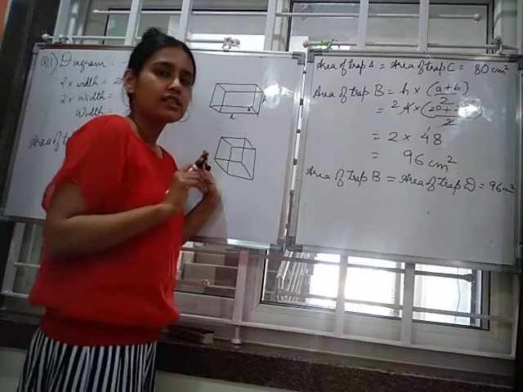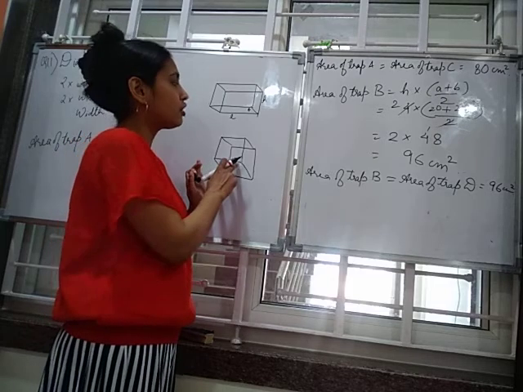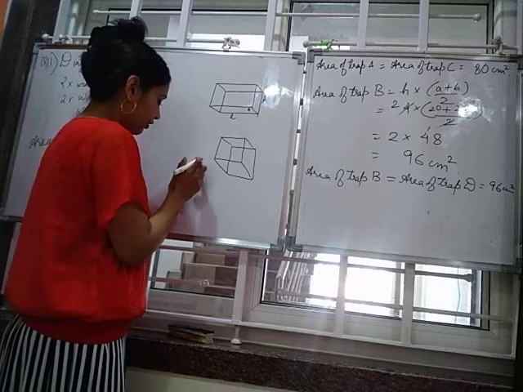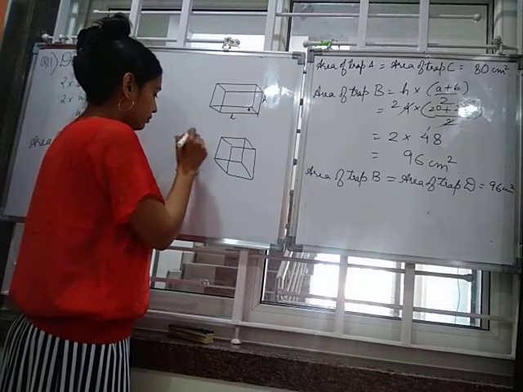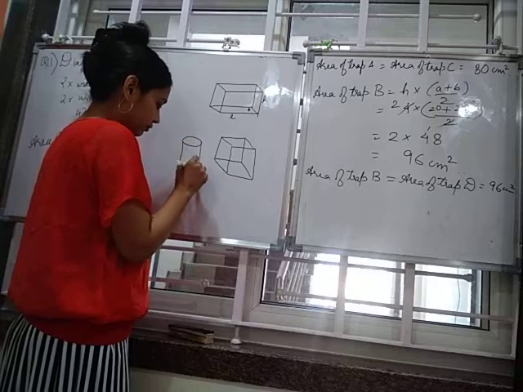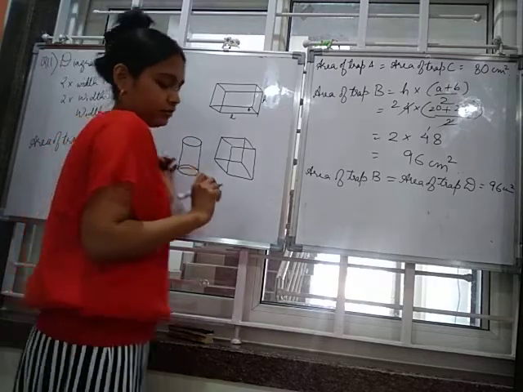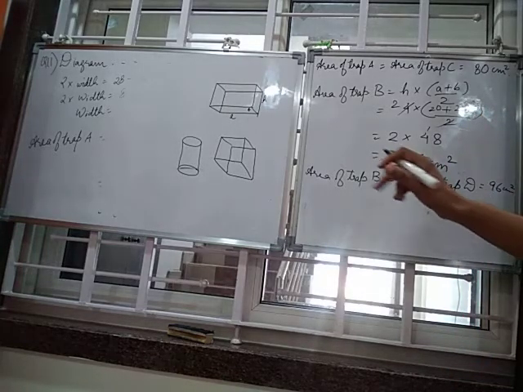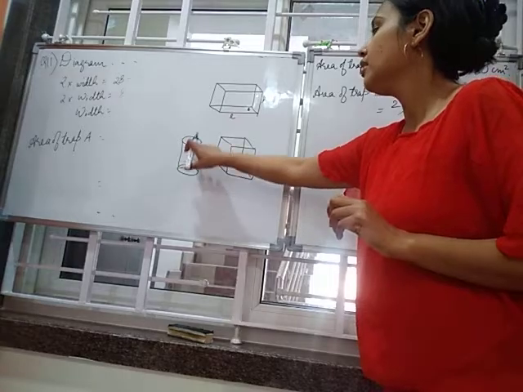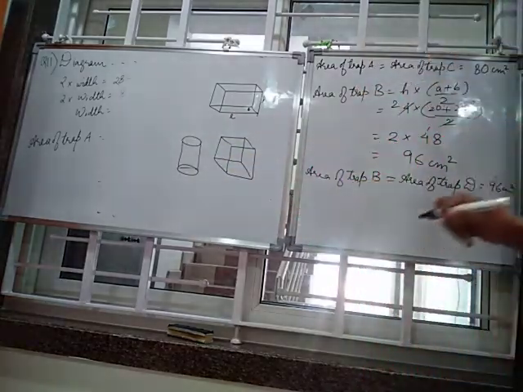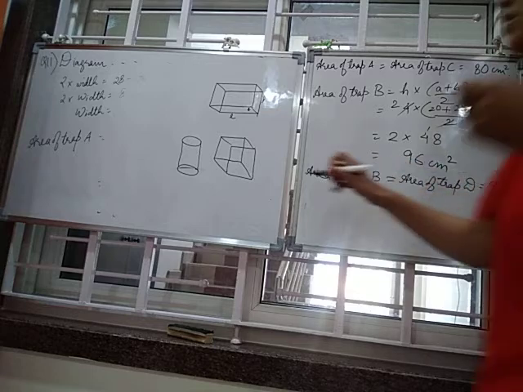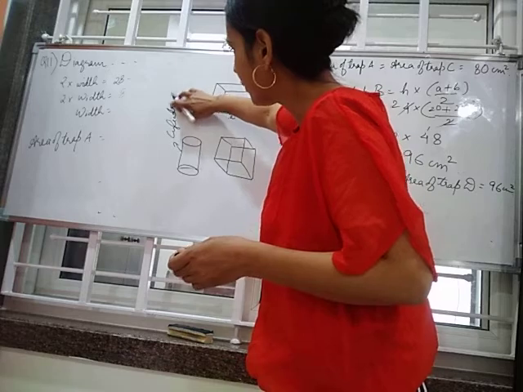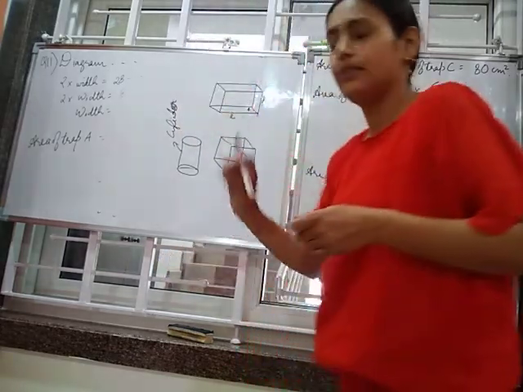Then each face is a square. Okay, this is also a solid shape. Similarly, if we talk about two circles, you can see, now it also has a height. So this is a cylinder. This is a solid shape, which is a cylinder.